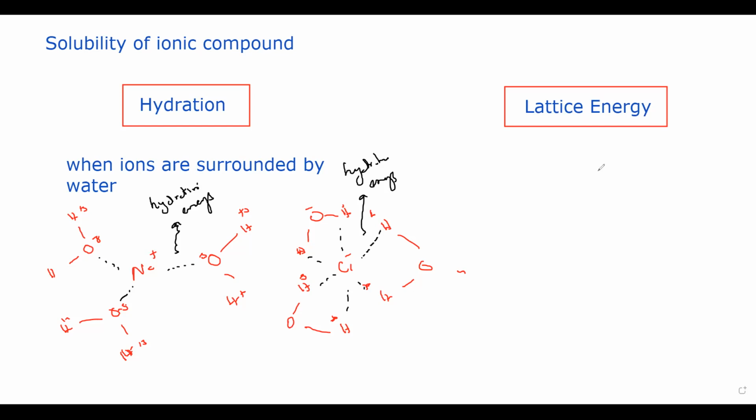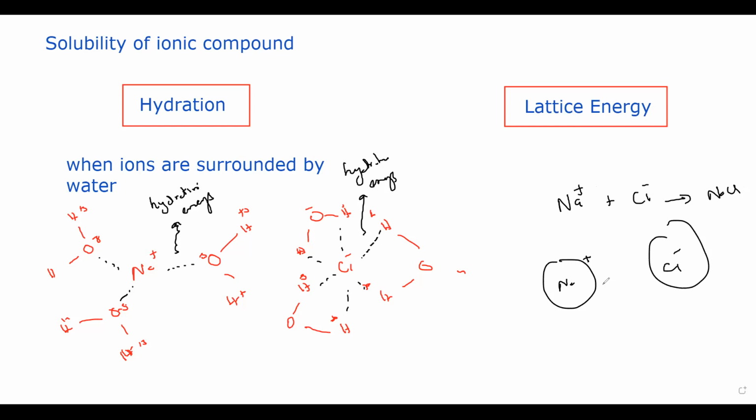What is the meaning of lattice energy? The term lattice energy means when ions in the gaseous state form a compound, like a sodium ion and a chloride ion forming a sodium chloride compound. When sodium ion in a gaseous state and chloride ion form a bond with each other, they also release energy, and that energy is known as the lattice energy. So how can we identify whether a substance will be soluble or insoluble? We have to check the hydration energy and lattice energy.